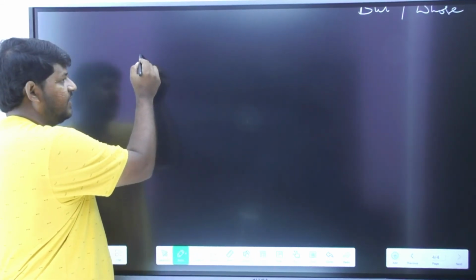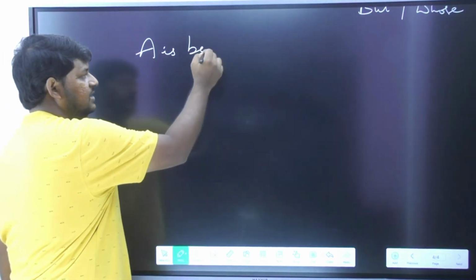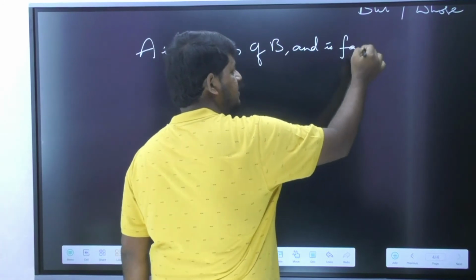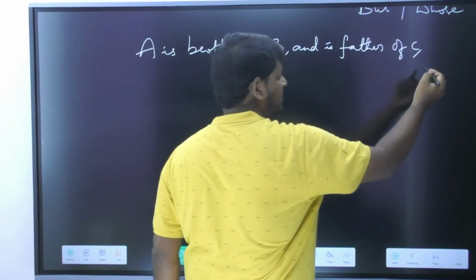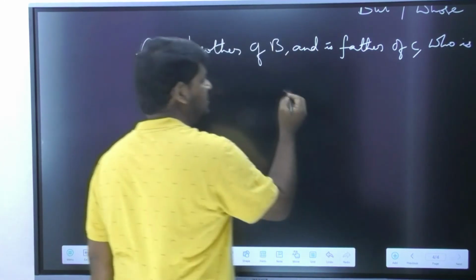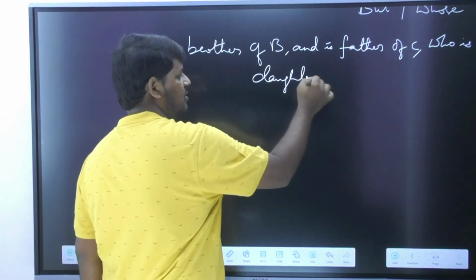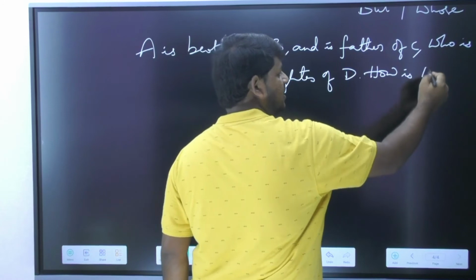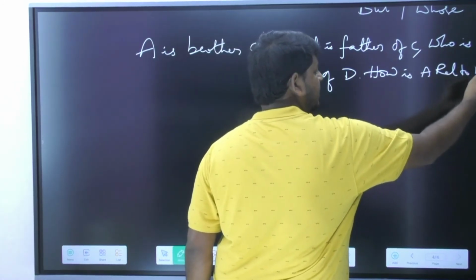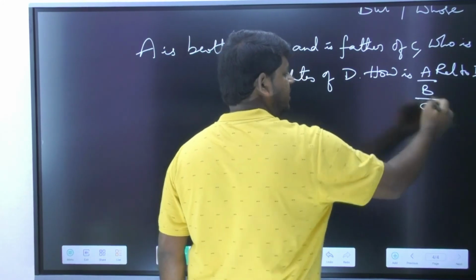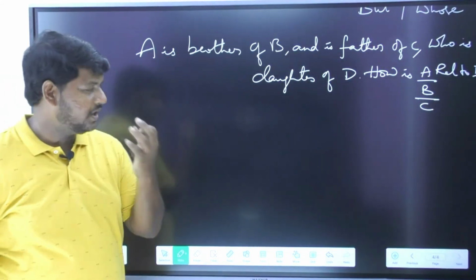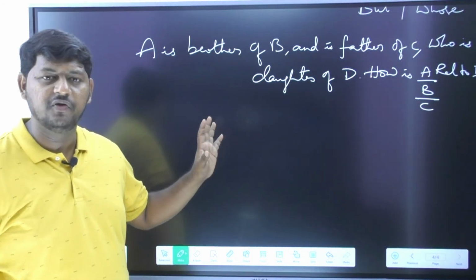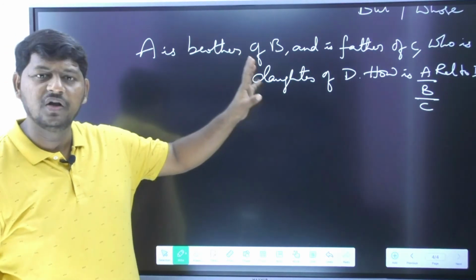Now for example, if I say: A is brother of B and is father of C, who is daughter of D. How is A related to D, B related to D, and C related to D? Now please remember, there's a small question given over here, but believe me, this question is going to give you complete information regarding all the 6 keywords.